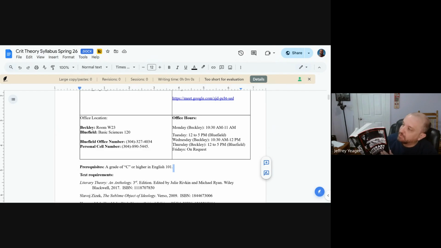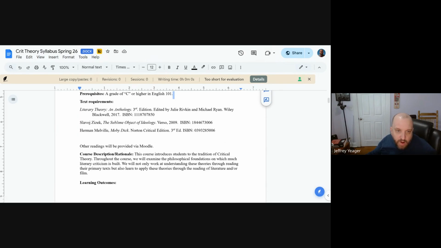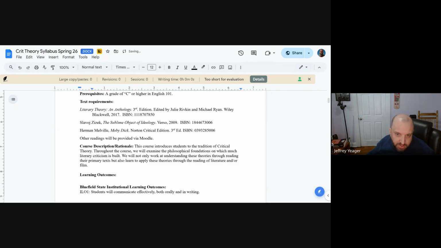But this is our big one. This is where most of the text in the class will derive from. We're also going to read a primary text from probably the rock star of critical theorists, Slavoj Žižek. We're going to read one of his books called The Sublime Object of Ideology. Žižek's actually a very entertaining theorist to read.